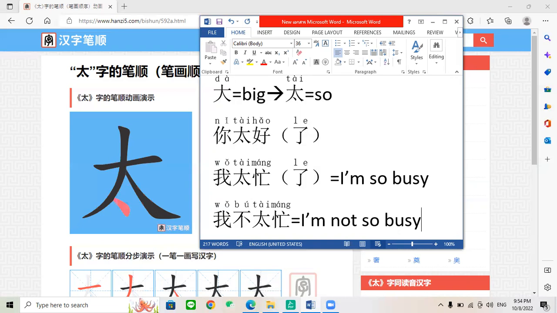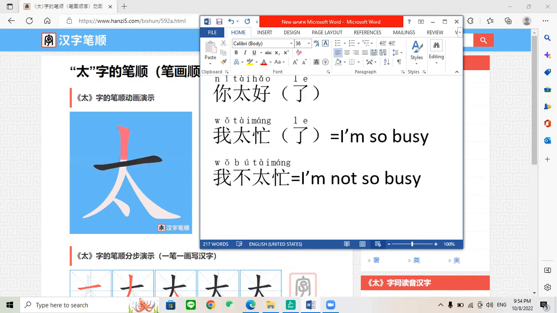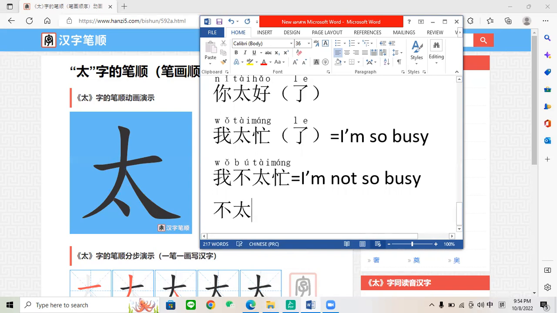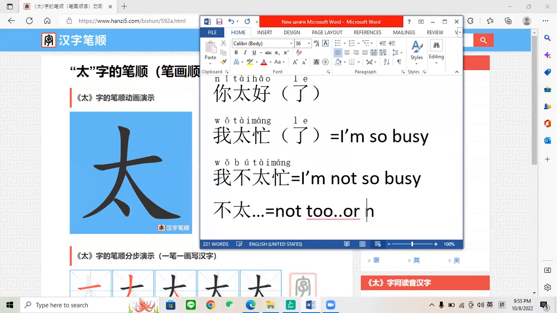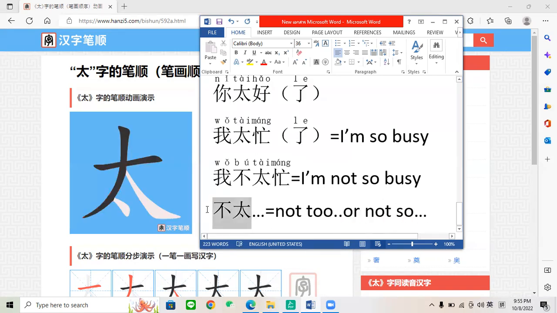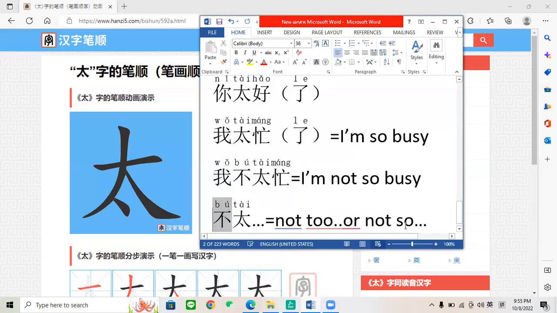So what I mean is, when we want to form a negative sentence, usually we use 太 to indicate so, not so something, not too something, right? When we say not too something or not so something, in Chinese, we will say 不太. So you don't need to try to analyze it. You just try to remember this whole word, 不太, okay? Just remember this negative word, 不太 something, means not too something or not so something, right? 不太. So just remember this one. Because we don't say 不很.